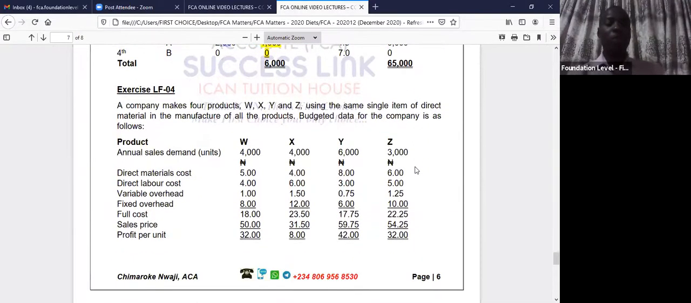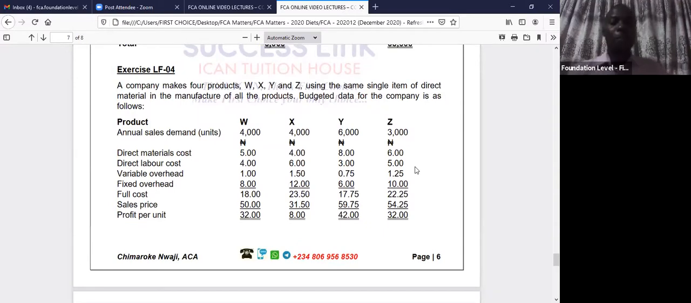We'll now go to question LF4. Let's see. A company makes 4 products, W, X, Y, and Z, using the same item of direct material in the manufacture of all 4 products. Budgeted data for the company is as follows. This is the budgeted data for W, X, Y, and Z, and we have our annual demand as before. We look at our material, labor cost, variable overhead, fixed overhead.